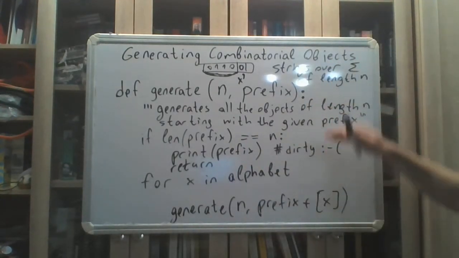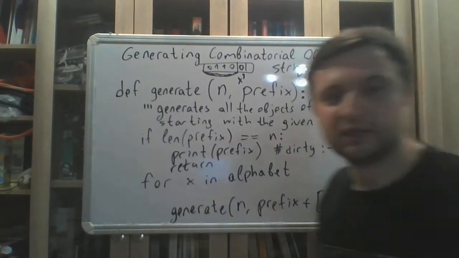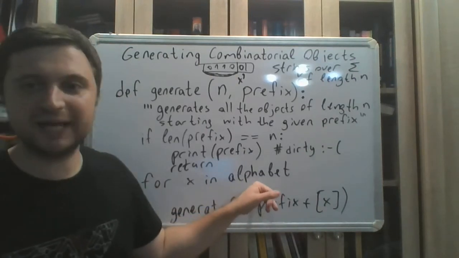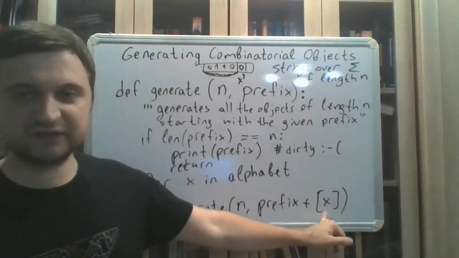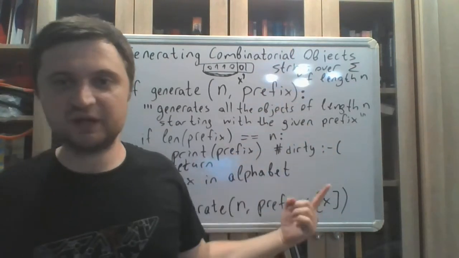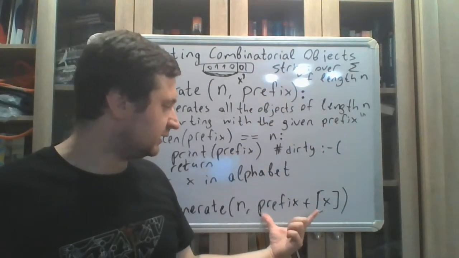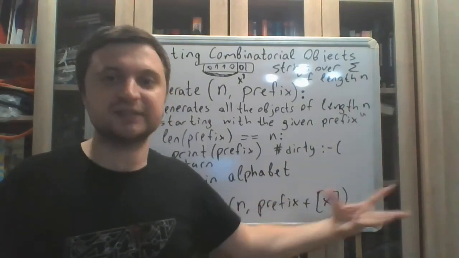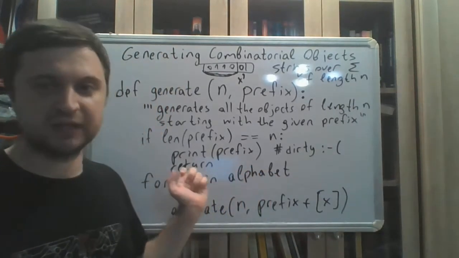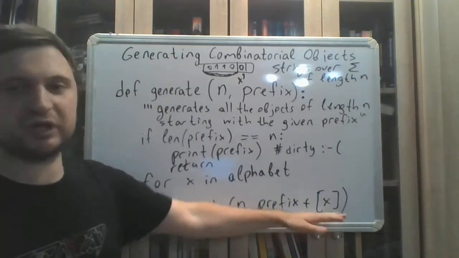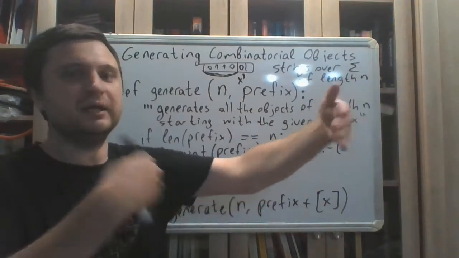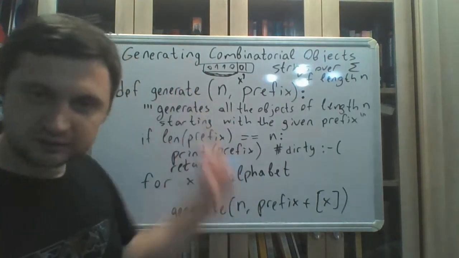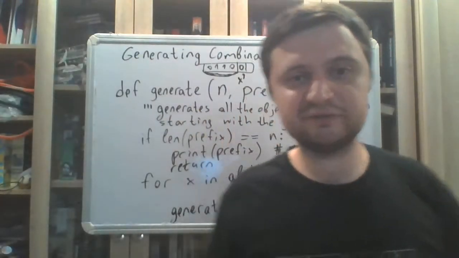So let me think about the current code. It works. The current code will on each level try to apply different letters to the end of prefix and ask the same function to generate all the strings that start with that prefix extended by this character X. And when this prefix runs up to the last level, taking already all n positions, then we simply print it to the screen and return.